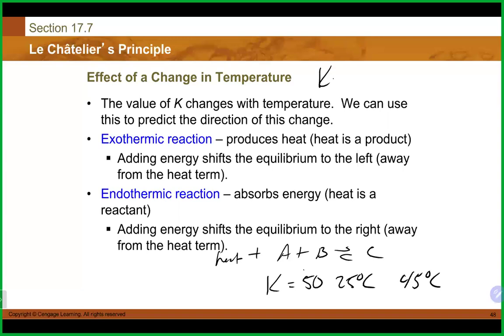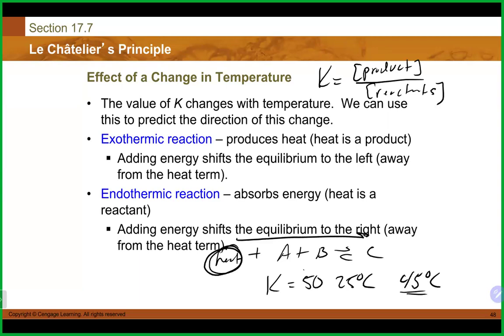Well, let's start with what will happen if I raise the temperature. Will it shift to the left? Will it shift to the right? Will it stay the same? In this case, it should shift. If I raise the temperature here, that would be like adding more reactants, which should cause it to shift away.